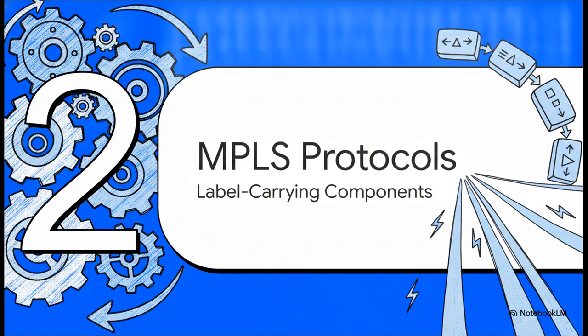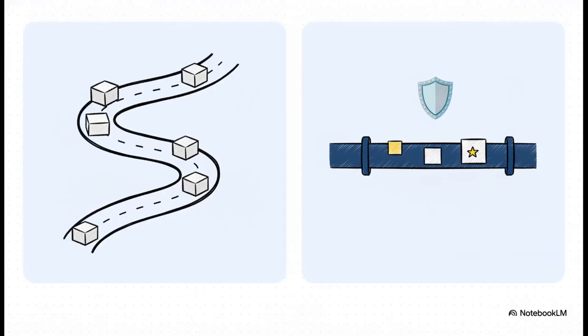Moving right along to Section 2, MPLS protocols. Let's look at the label carrying components. We've got two main protocols at play here for actually distributing these labels. First up is LDP, the Label Distribution Protocol. Think of this as your everyday workhorse for basic, best-effort provisioning of the MPLS backbone itself. It just looks at the router's existing IP routing table to establish the path.